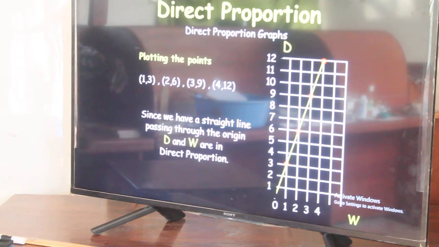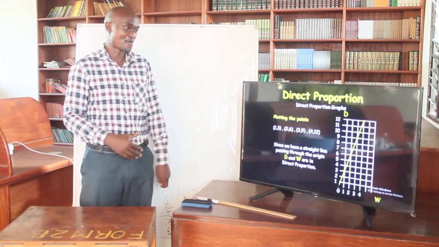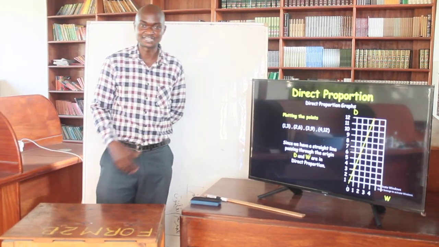Now that brings us to the end of the first part. In our second part, we looked at indirect proportional graphs and more of the same.